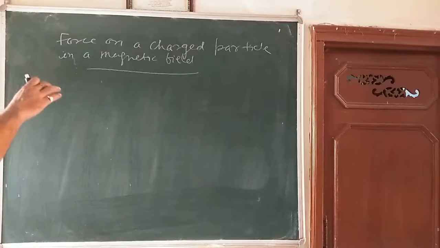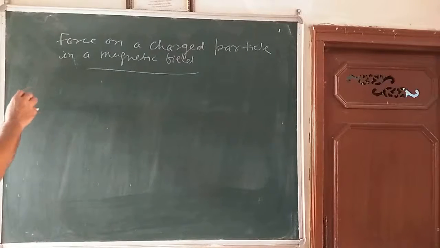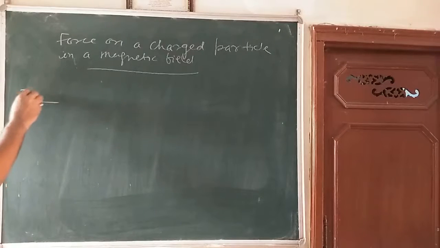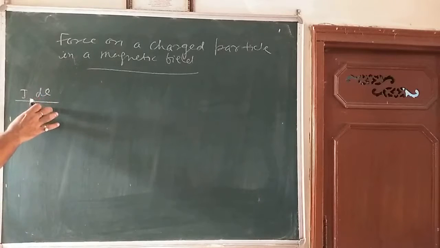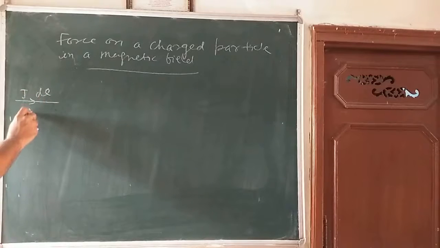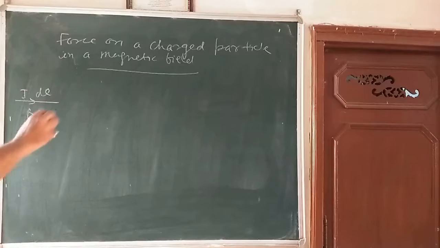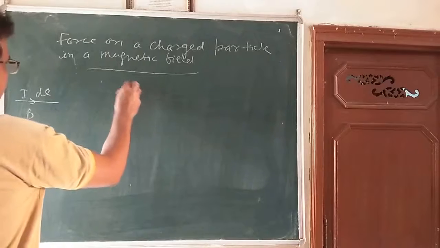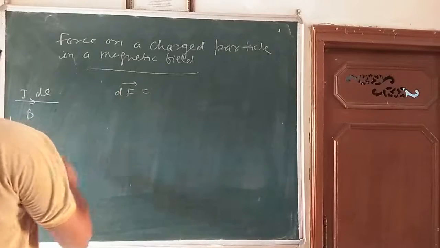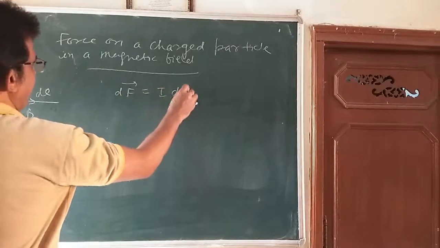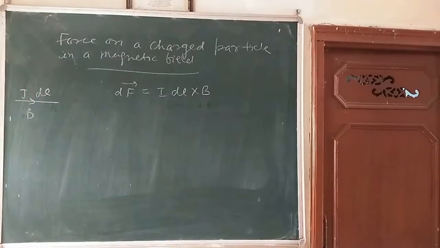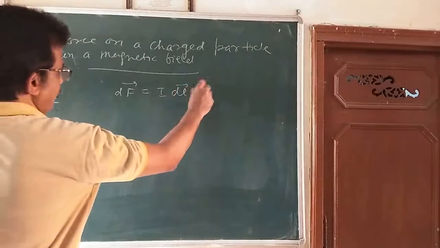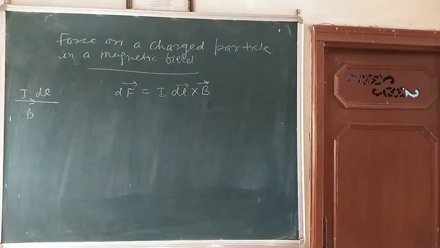Force experienced by a current element, suppose here is a current element IdL that we know. The force experienced by a current element in a magnetic field B, the formula also we know, that is dF is equal to small force, that is IdL cross B. That formula we have seen earlier. This is the force here.